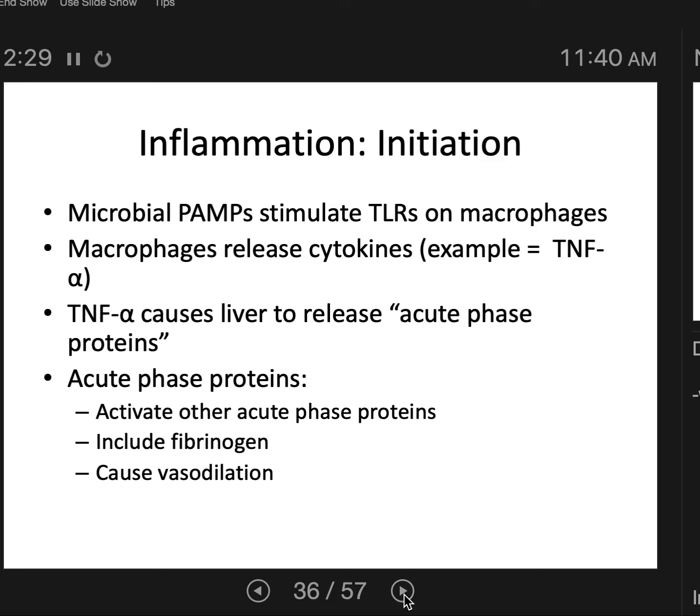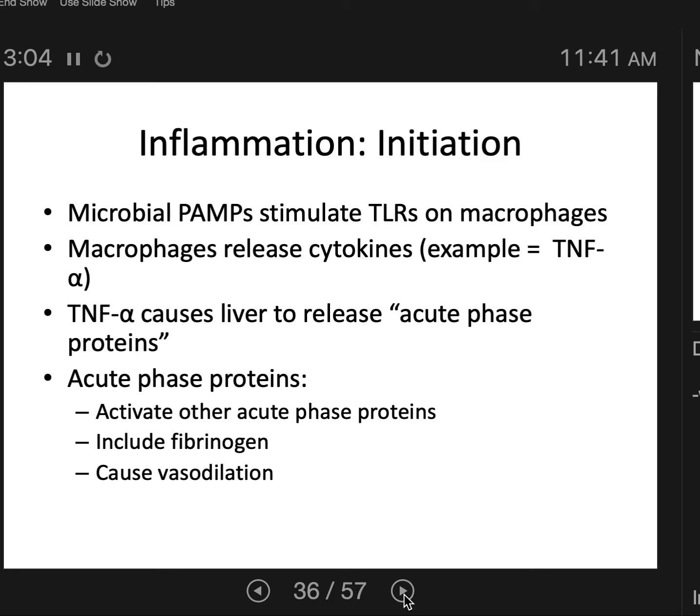They activate other acute phase proteins. Acute phase proteins include fibrinogen, which we've discussed before. So remember, fibrinogen is floating around in the blood, and when it becomes fibrin, it creates these long networks and nets that help stop you from bleeding out, that create blood clots. So fibrinogen is a protein that helps with blood clotting. Acute phase proteins include this blood clotting protein, fibrinogen, and they also cause vasodilation. Vasodilation is a widening of the blood vessels.